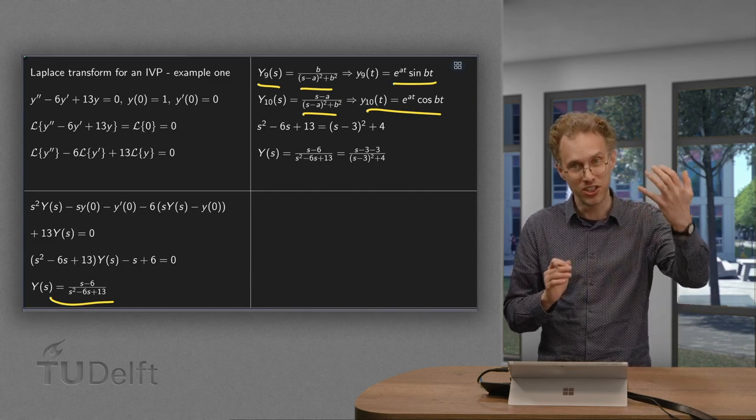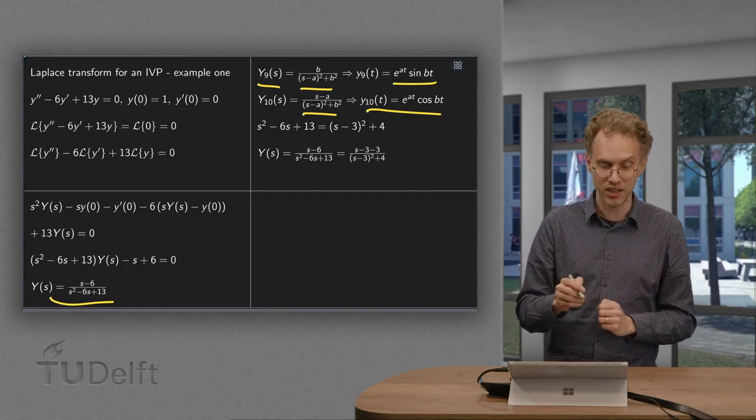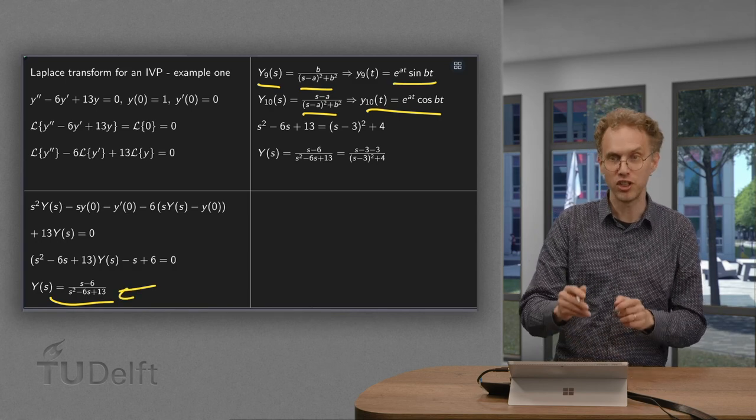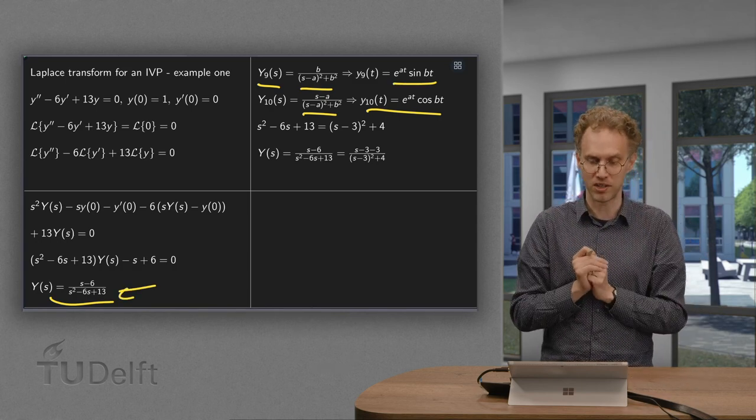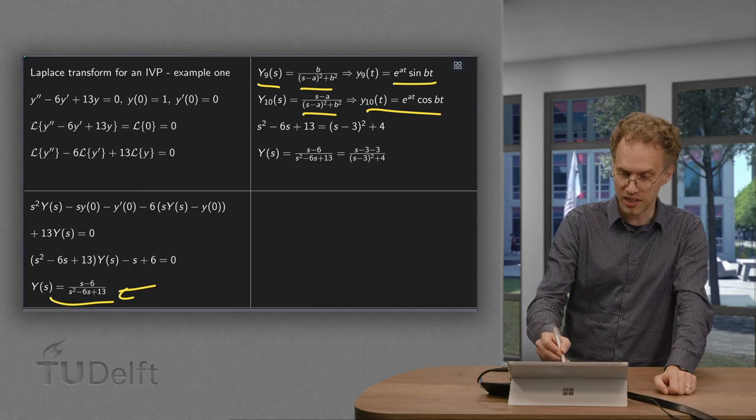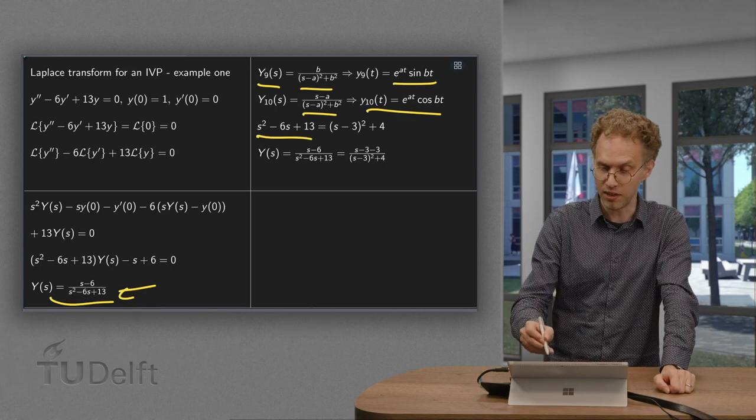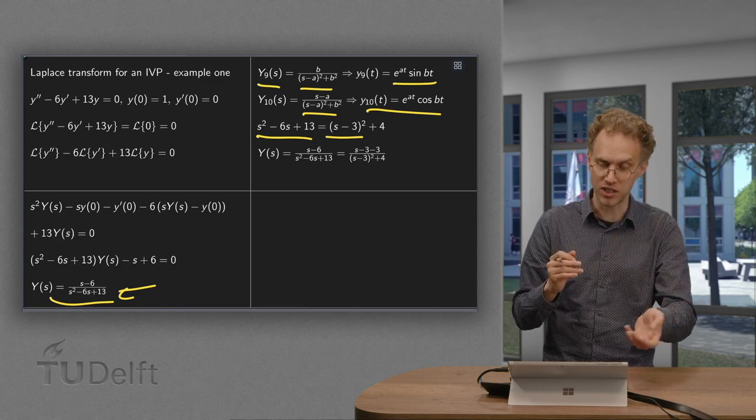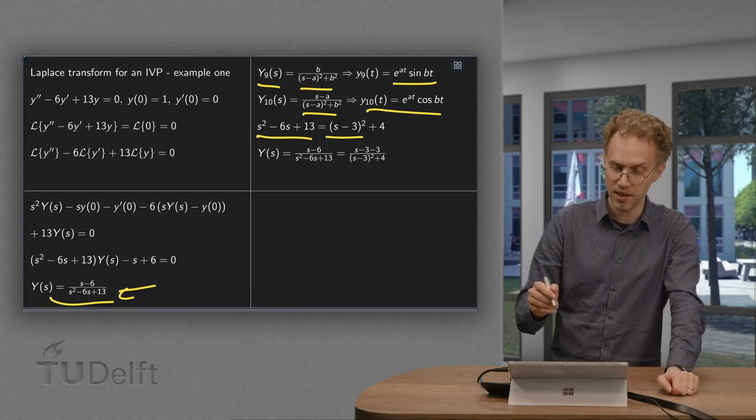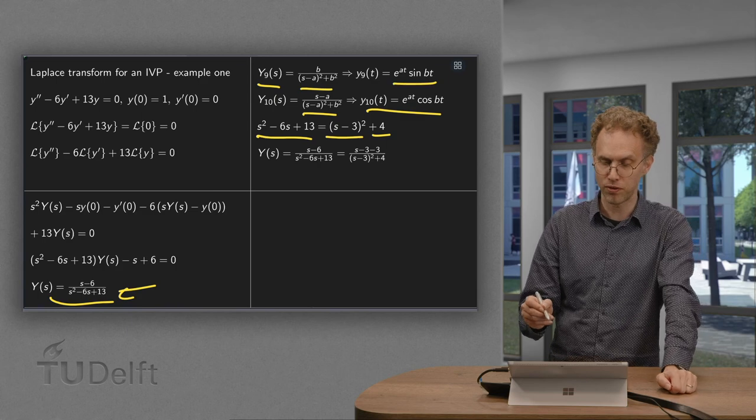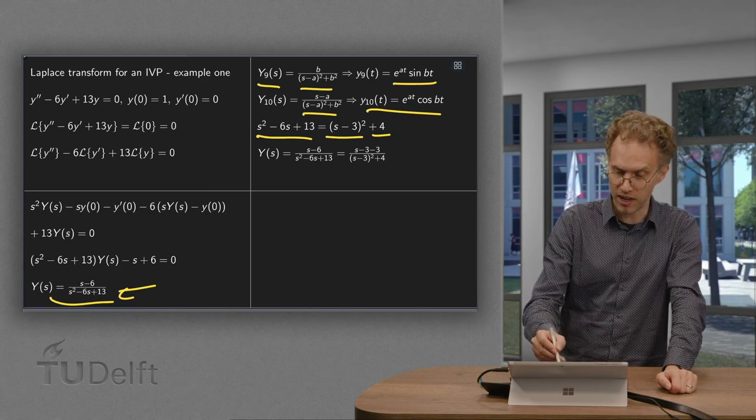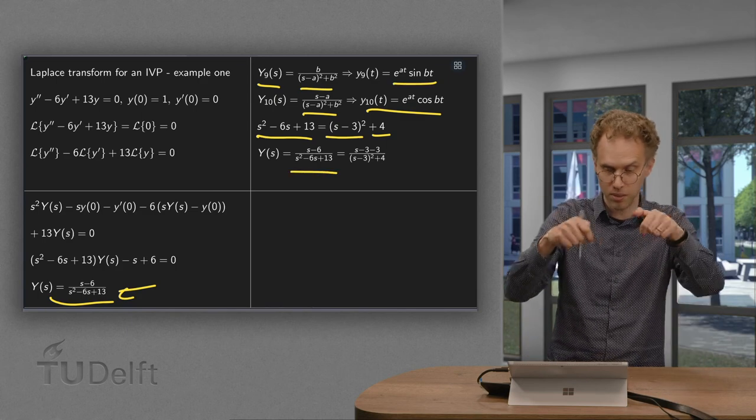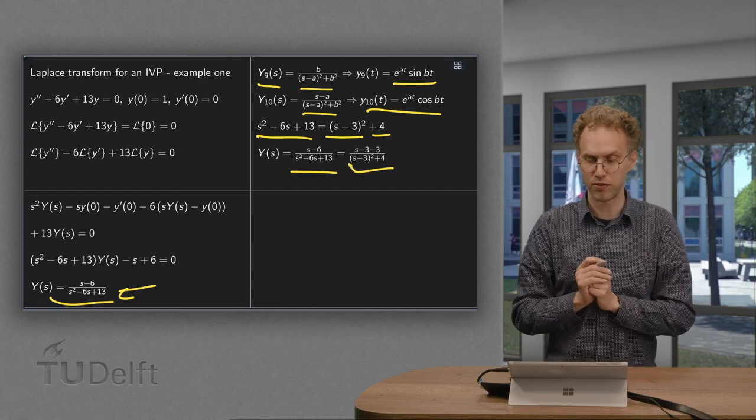Now we see that our Y of s resembles those formulas quite a bit, but not exactly. So now the trick is to rewrite our Y of s such that we can apply those formulas. Now we see that s squared minus 6s plus 13 equals (s minus 3) squared, which gives us s squared minus 6s plus 9. So we have an additional plus 4. So our Y of s equals, in the denominator, (s minus 3) squared plus 4.